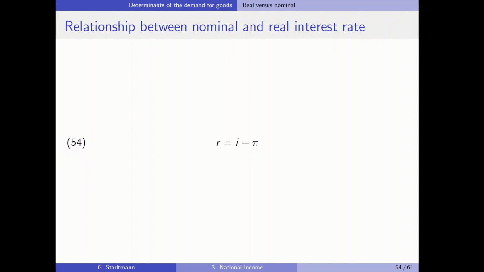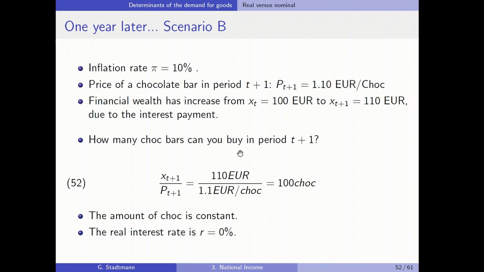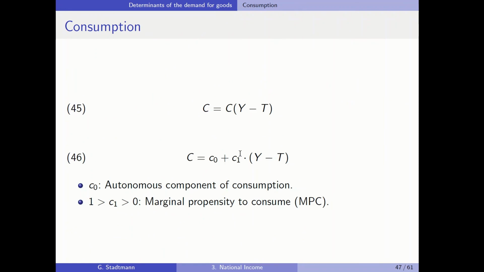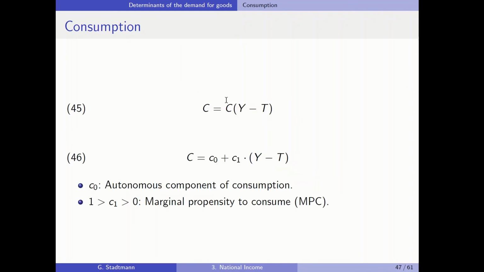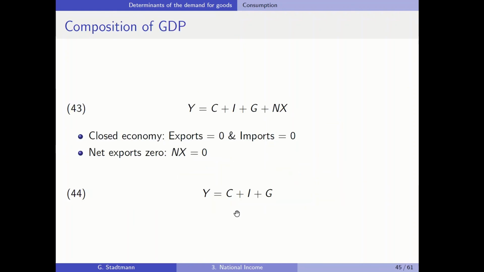This is an important relationship. It's not focused in the textbook, therefore I came up with this additional information. Why was this important? It was important because the investment function depends on the real interest rate, and the real interest rate was not defined so far. Where do we stand? We wanted to talk about this relationship here, the composition of GDP, and we talked already about consumption, investment, but we did not talk about government spending.